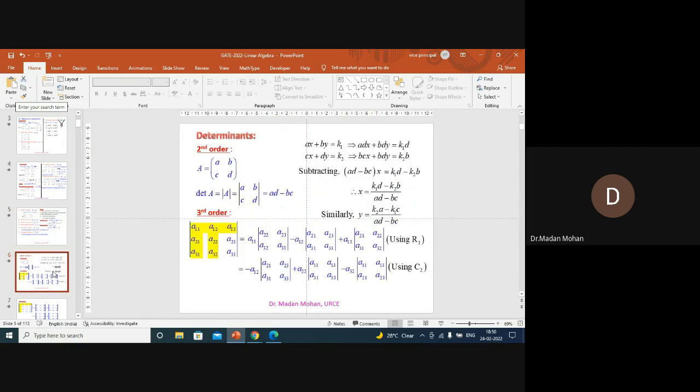Next, I explain the determinants of second order. AD minus BC is called the determinant of this one. Why we call it determinant, I already explained in my previous session. Similarly, third order determinant: using the first row expressed, using the second column I expressed. In fact, to find a determinant, you can use any row or any column.